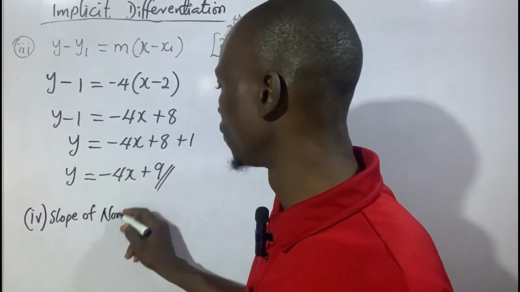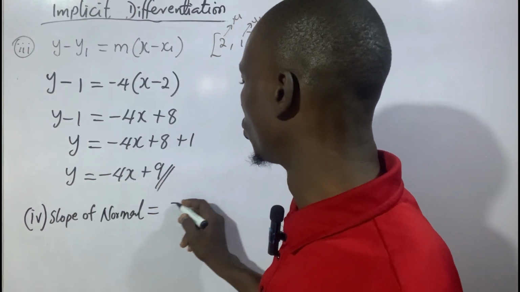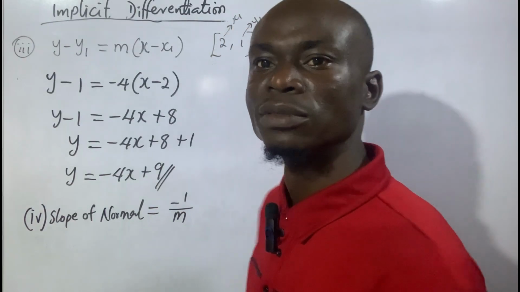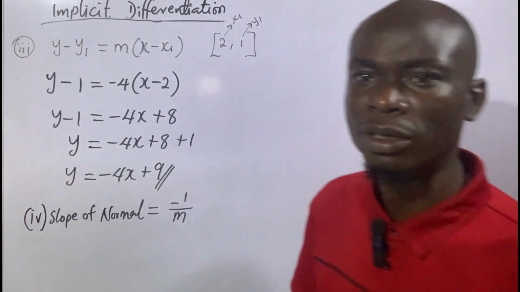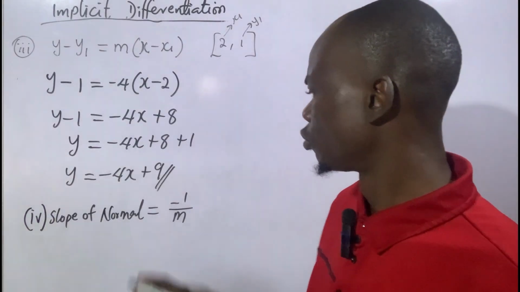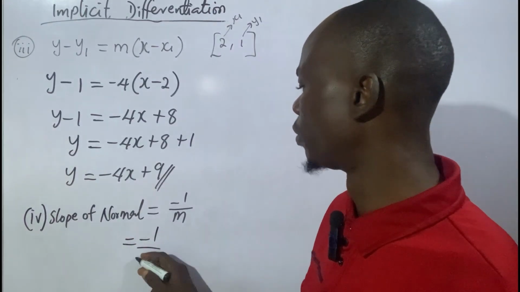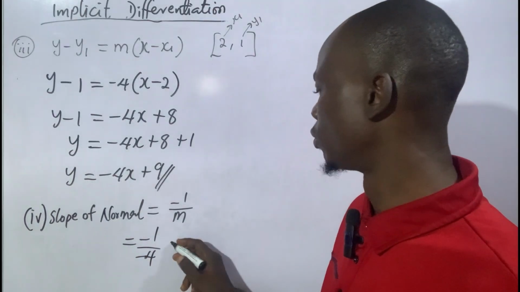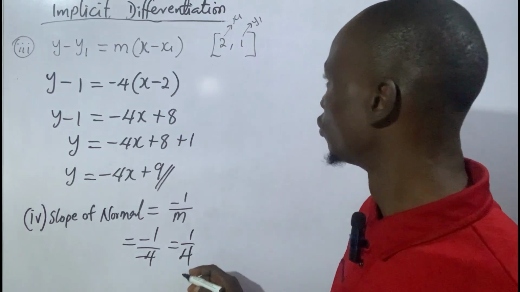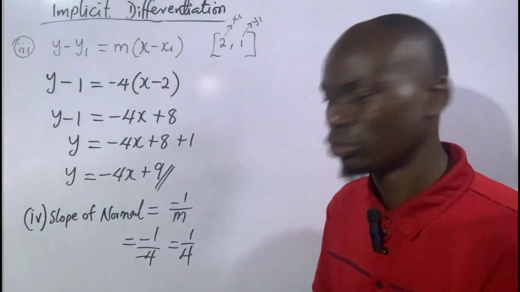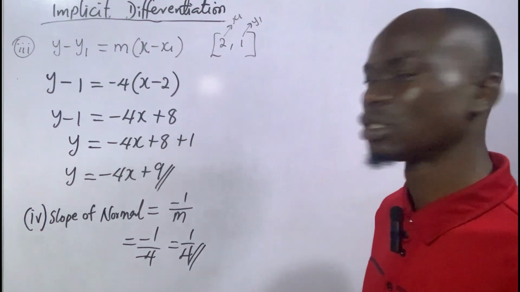Slope of normal is equal to minus 1 over n. That's the formula for the slope of normal. We already know n. So if I substitute, I'm going to have minus 1 over minus 4. So that will give us 1 over 4. So this is the slope of the normal line to the curve. So that question is answered.